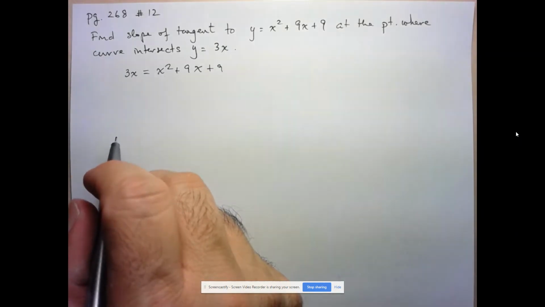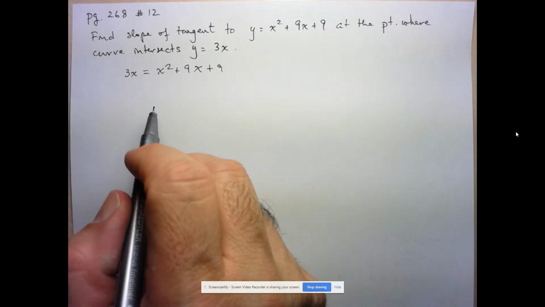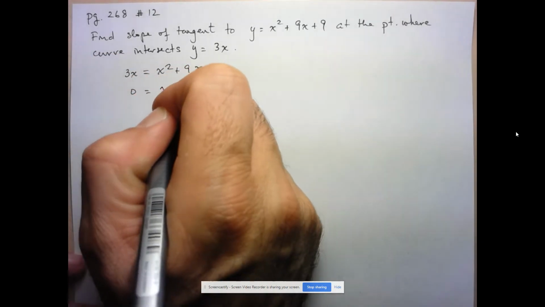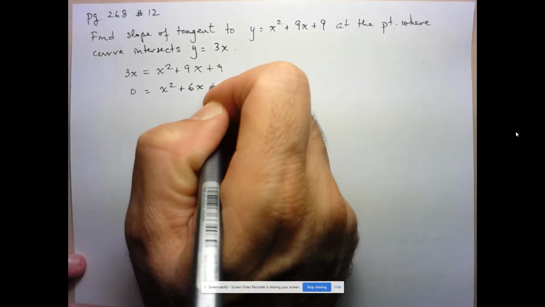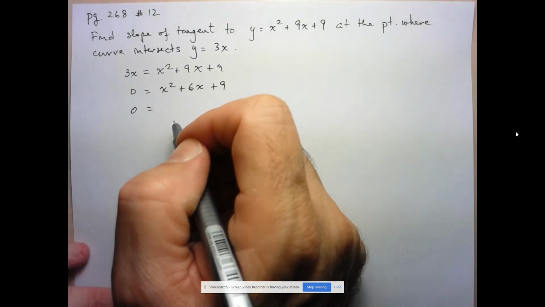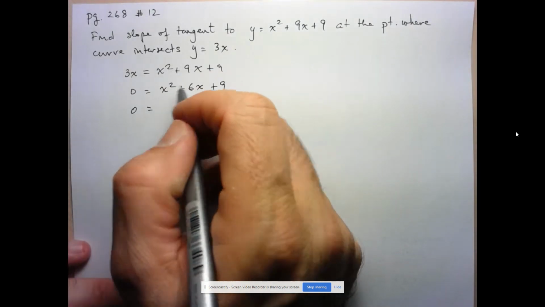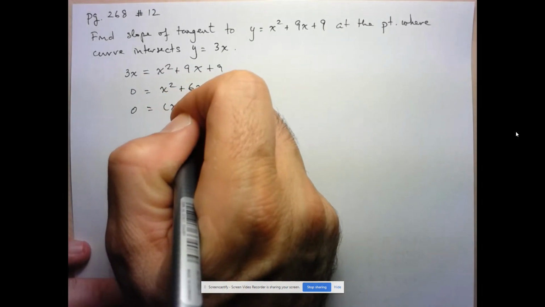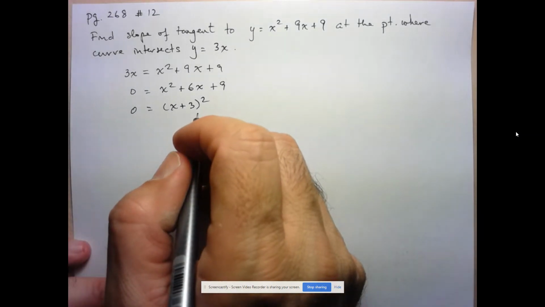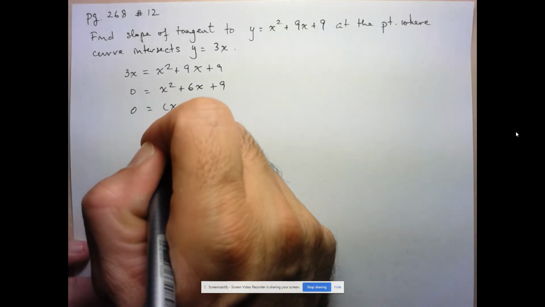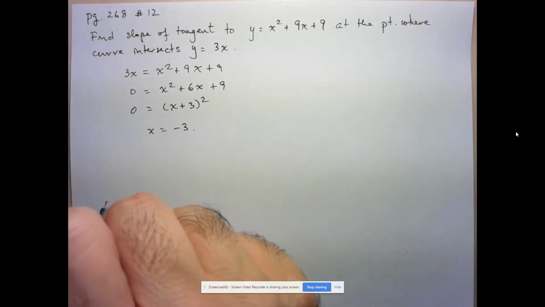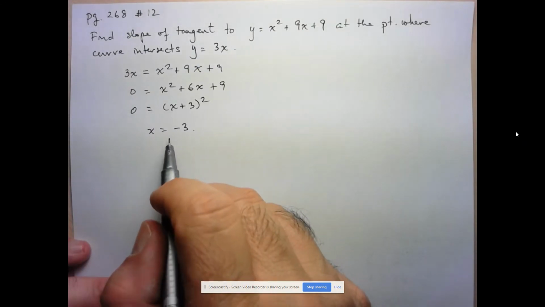I'm left with a quadratic equation, not surprisingly, since I could have up to two points of intersection. So I'll bring everything to the other side: x squared plus 6x plus 9. But I see that when I factor this, I have (x plus 3) squared. So when is this equal to 0? Well, when x is equal to -3. So there's only one point of intersection, and that occurs when x is equal to -3.